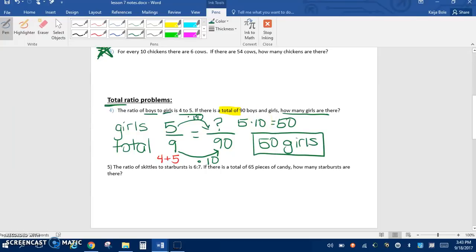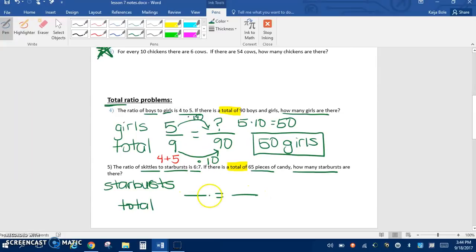Alright. Let's look at number 5. Number 5 is talking about the ratios of Skittles to Starburst is 6 to 7. If there's a total, there's that word again, total of 65 pieces of candy, how many Starbursts are there? So, we want to know how many Starbursts, so that's definitely something we're going to put on the side. Alright, and when we see that word total, we're going to put that on the bottom. Always use the total. So we put in our blank proportion here.